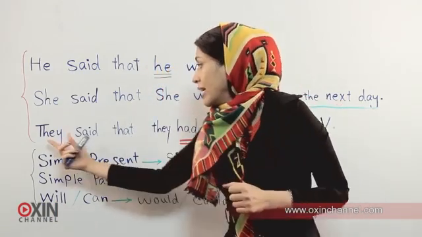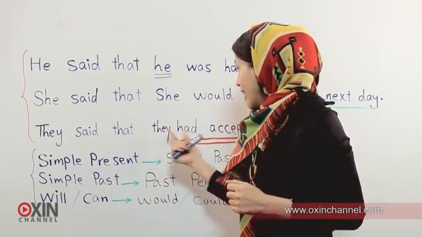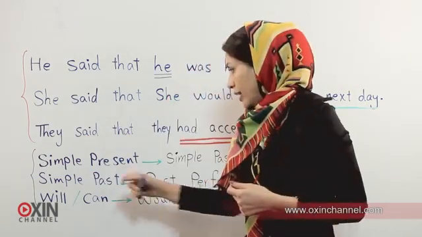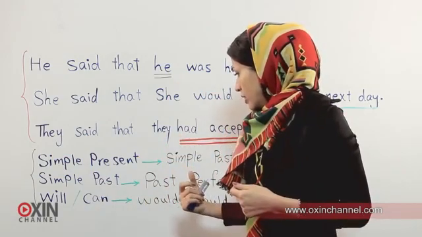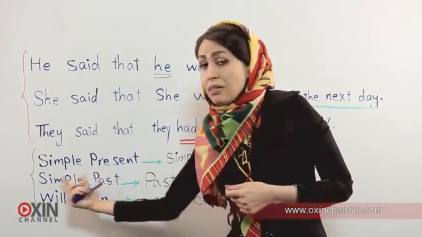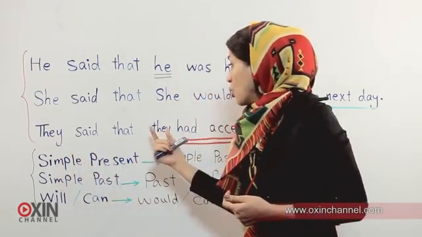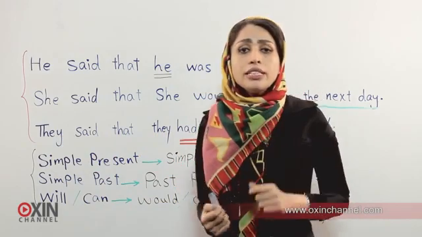And the third form, they said that they had accepted his CV. So, look at here. Past perfect was simple past in the direct speech. They said, "We accepted your CV."